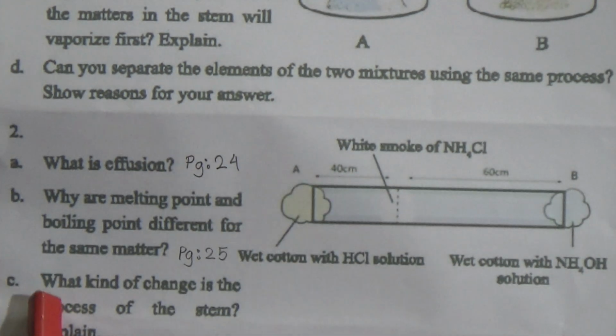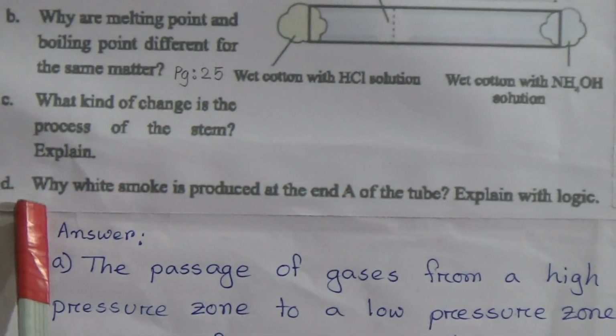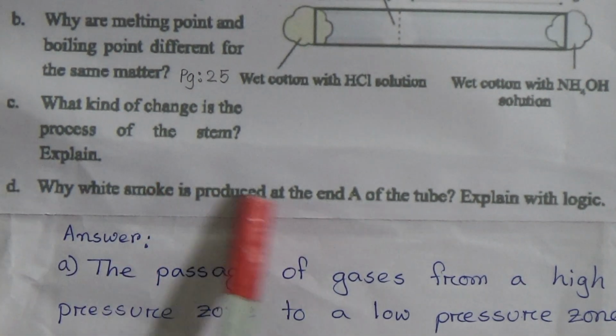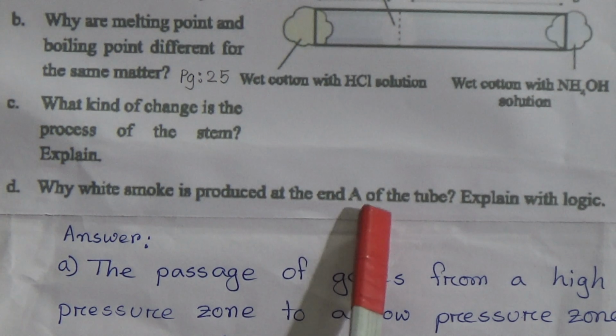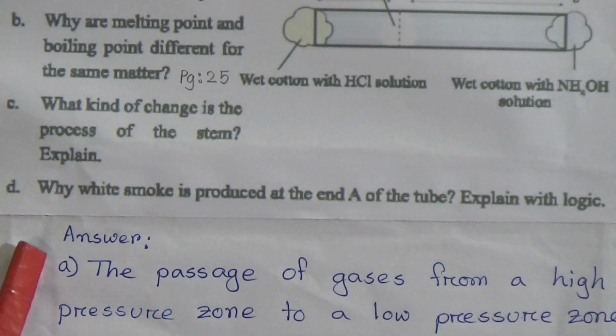Come to question C. What kind of change is the process in the stem? Explain. Now come to question D. Why is white smoke produced at the end A of the tube? Explain with logic. Dear students, come to the answer.